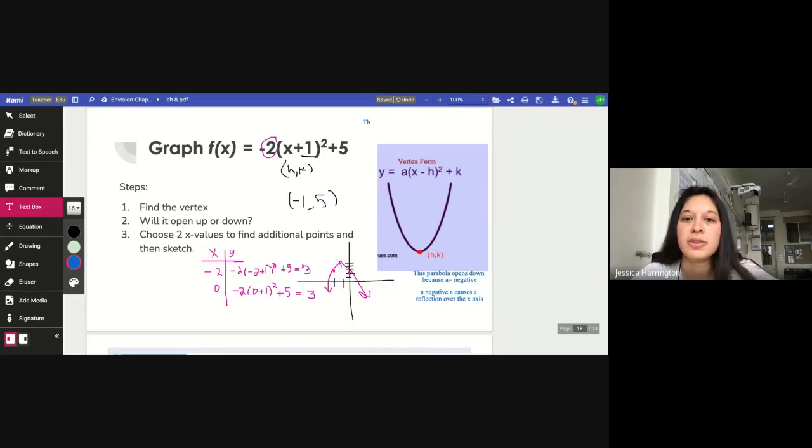And then you can imagine it's flipped over the x-axis and then everything's moved to the left 1 and up 5. And that's how you end up here. Left 1 and up 5. It's got all the transformations on it.